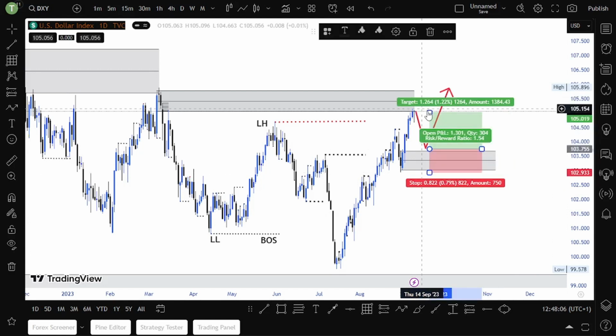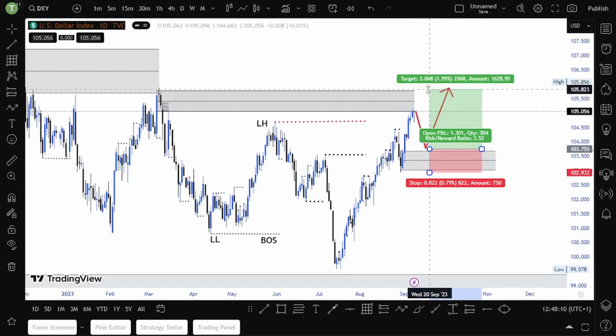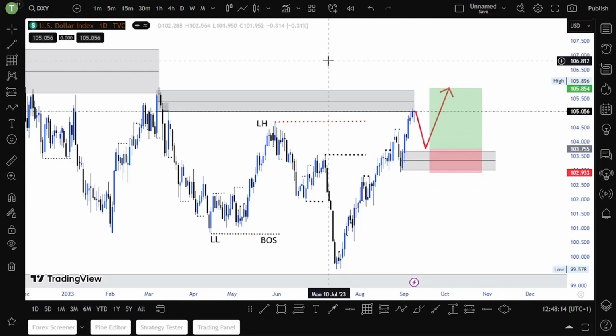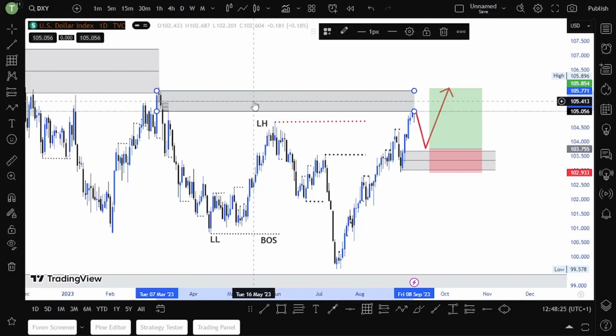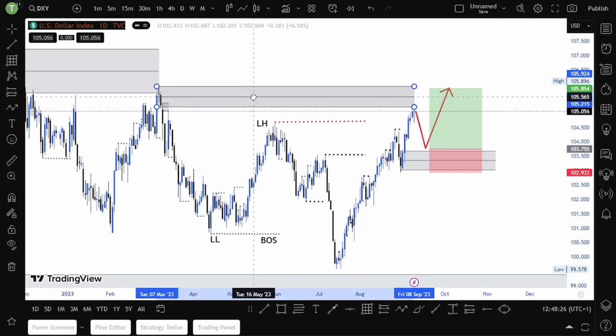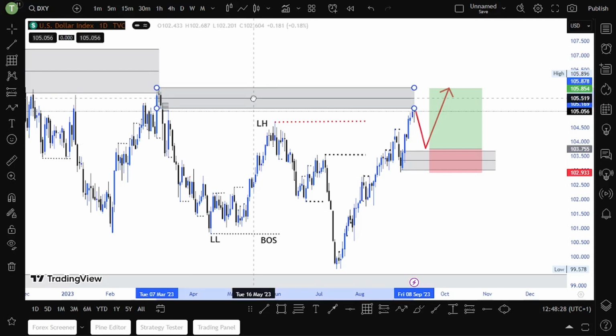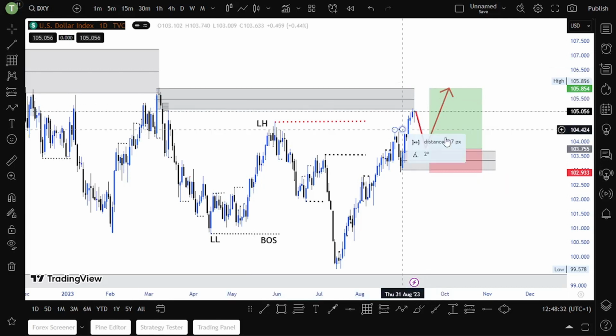Because as I can see on H4, the DXY is extremely strong, guys. The DXY is very strong now. We might tap into this supply zone, as you can see here, and then we drop lower. That is my first scenario now. Let me show you my second scenario.